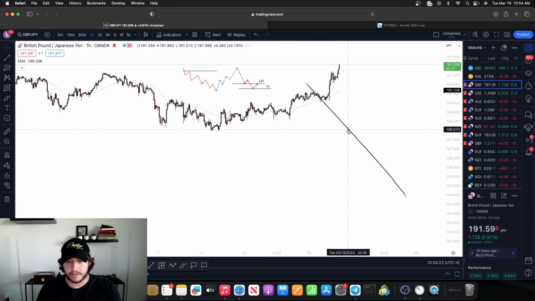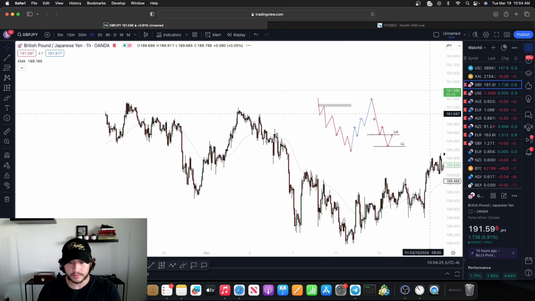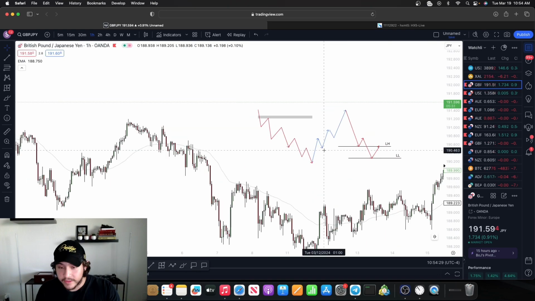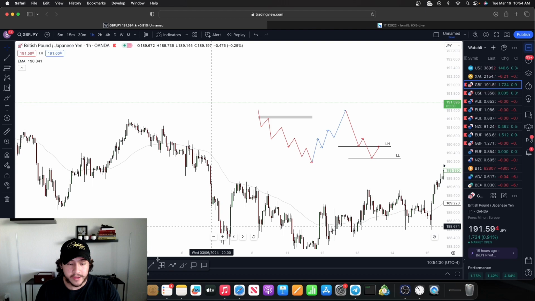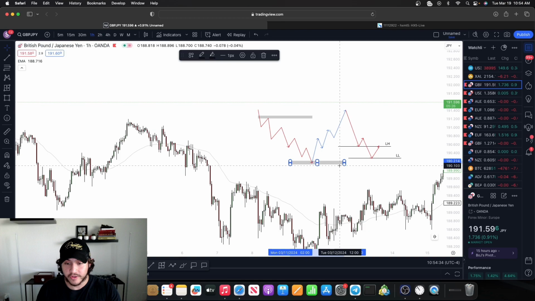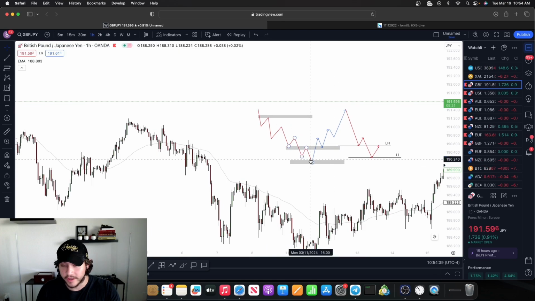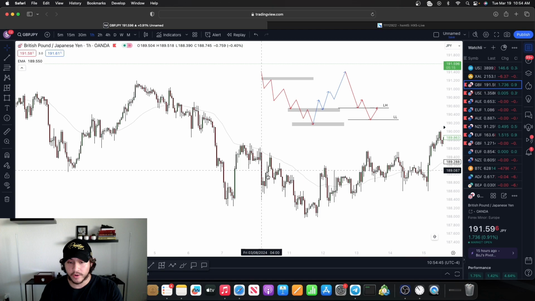So let me just delete this, and then let me just zoom in right over here. So exactly what I explained to you guys is literally this move right here. We touched an area of support, right? Touched an area of support, and now what I'm waiting for is literally the break above the lower high, which is right over here. Break above the lower high, boom, retest, buy. That's exactly what I'm waiting for. Now let me look for more examples so you guys can check it out.